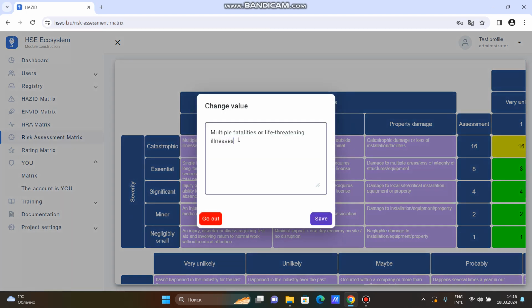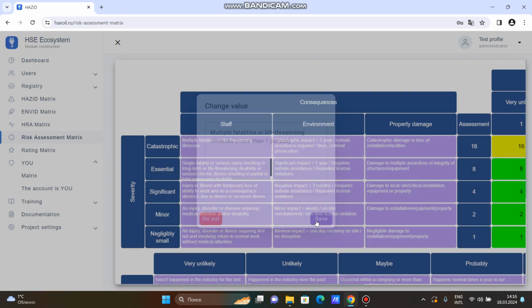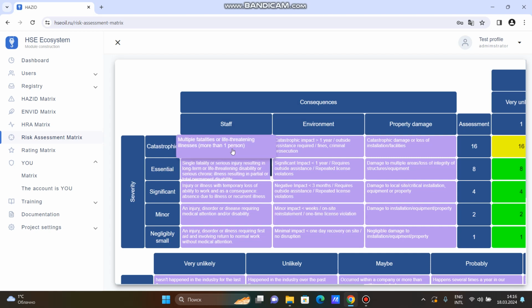I believe that here we can specify what multiple fatalities mean for us. For example, more than one person. And we can save the changes. You see the changes here. Pay attention how easily I can set hazards identification metrics. It is a static tool which will further be applied for dynamic tools.